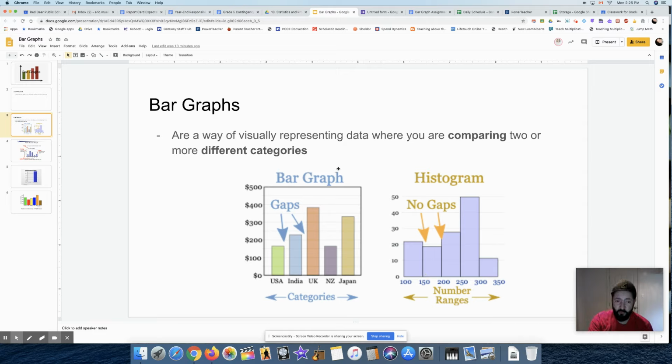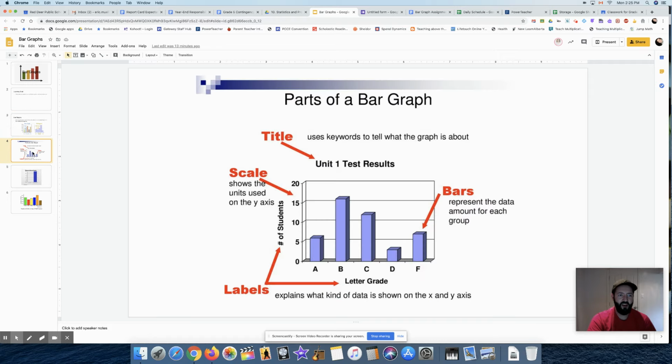Okay. So for today's lesson, we are comparing categories, and each bar represents a different category for comparison. Okay. So that's what a bar graph is and what it's used for: comparing two or more different categories. Of course, we do want to just talk about the parts of a bar graph.